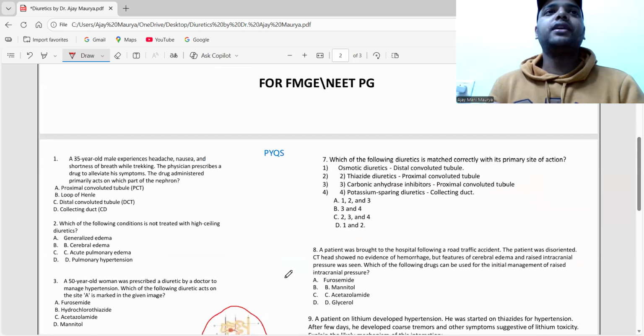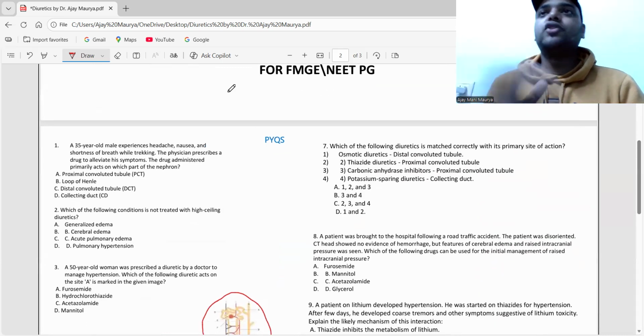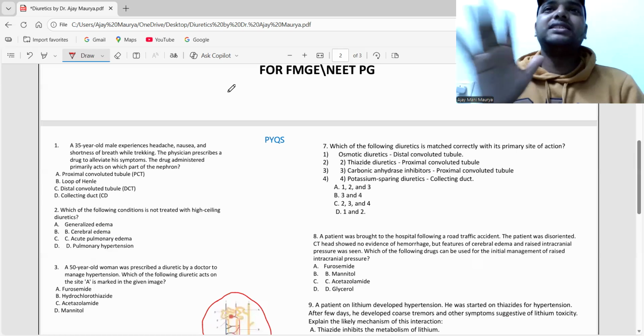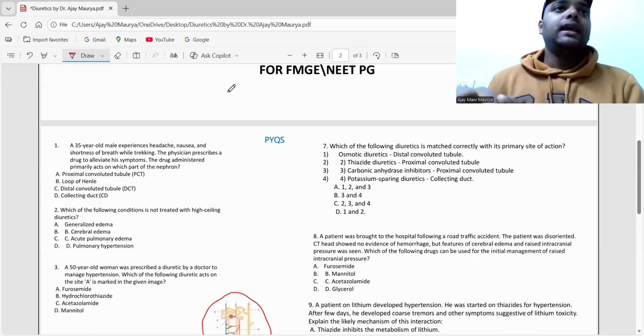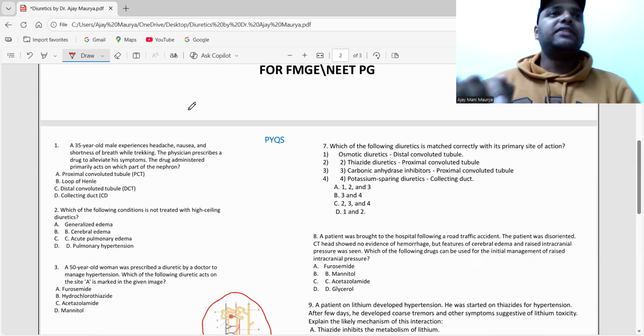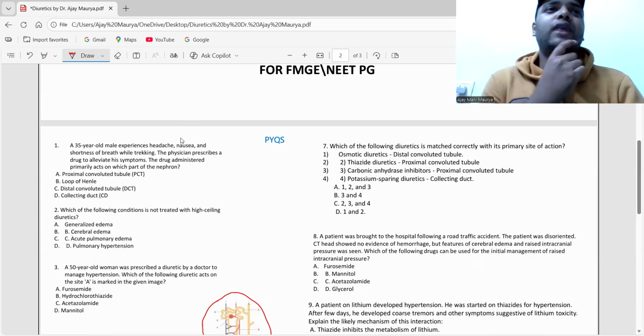These are the PYQs here. Solve with me, let's see how I am solving. A 35-year-old male experiences headache, nausea, and shortness of breath while trekking.